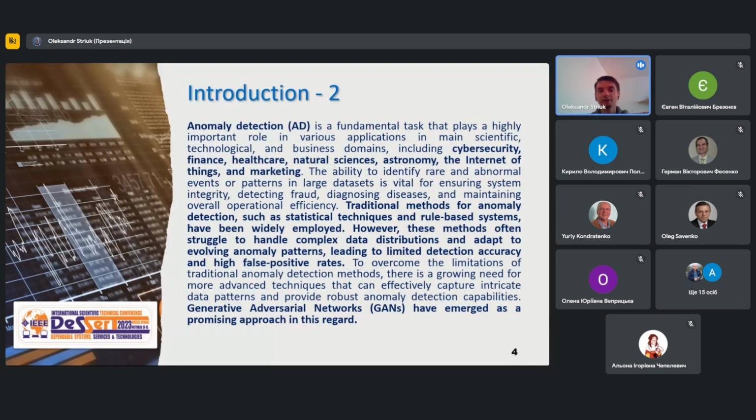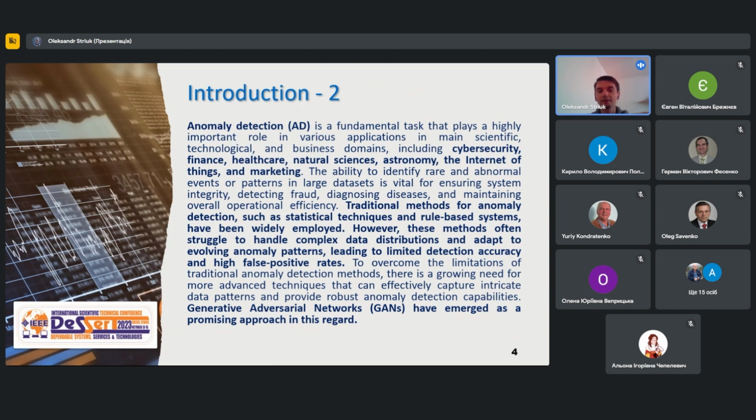Anomaly detection is a fundamental task that plays a highly important role in various applications in main scientific, technological, and business domains, including cybersecurity, finance, healthcare, natural sciences, astronomy, the Internet of Things, and marketing. The ability to identify rare and abnormal events or patterns in large data sets is vital for ensuring system integrity, detecting fraud, diagnosing diseases, and maintaining overall operational efficiency.